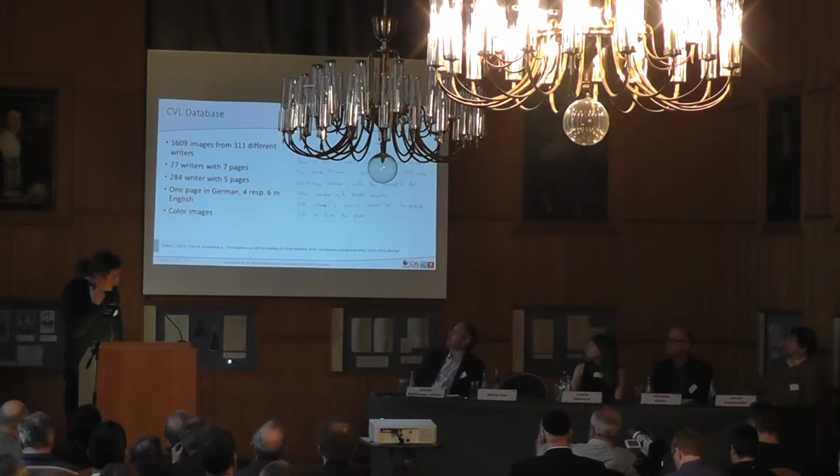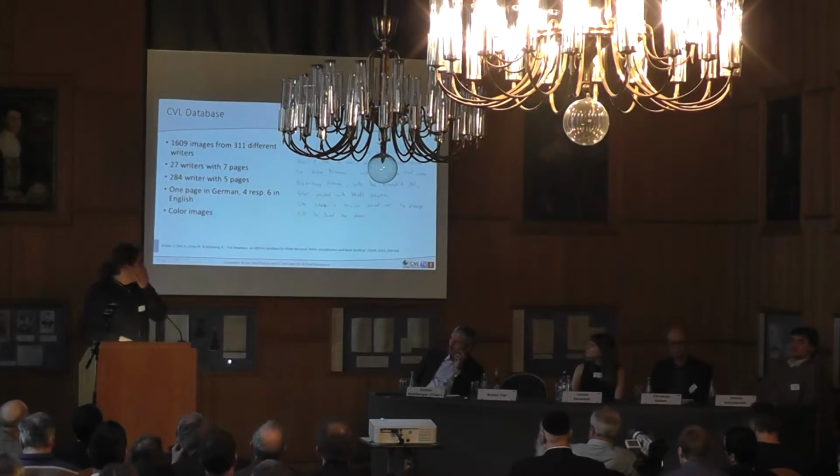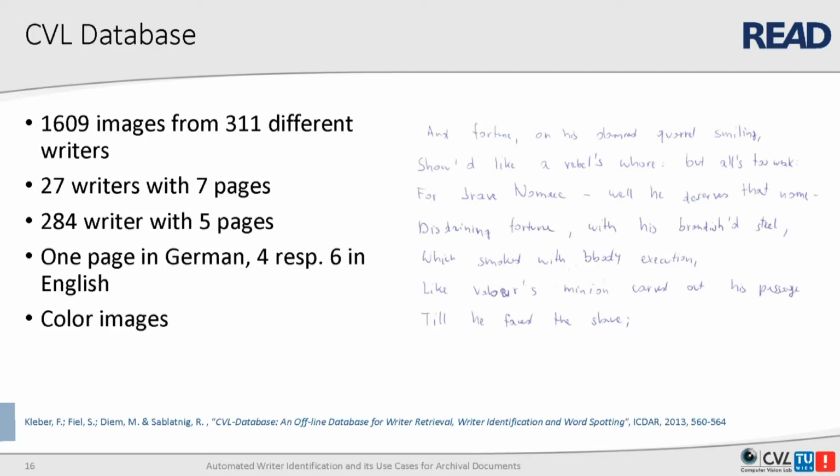And now I want to introduce shortly a database, because I want to show some results afterwards. I use our data set because I have a result for most of the methods here. We have 311 different writers. We have 1,609 images. All the images look like this. So we have a short text written. 1 page is in German, 4 pages are in English. Some writers have written 7 pages, so we have some pages left. And we use color images, but as you have seen, most of the methods are calculated on binarized images.